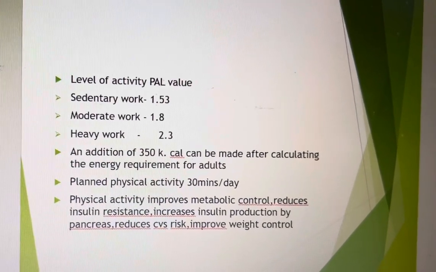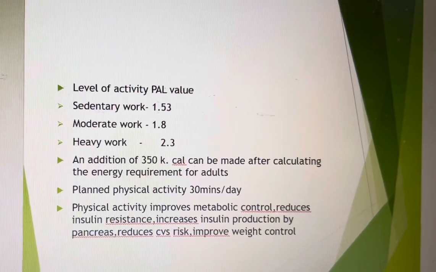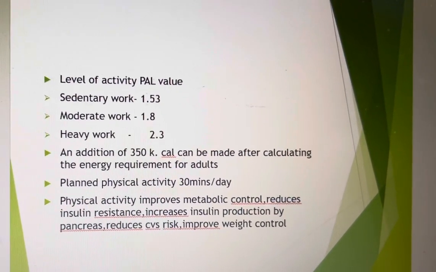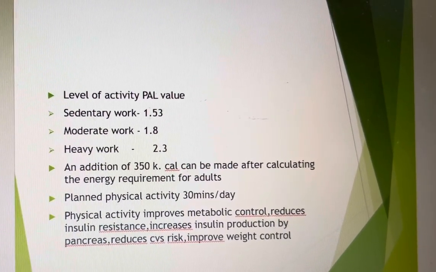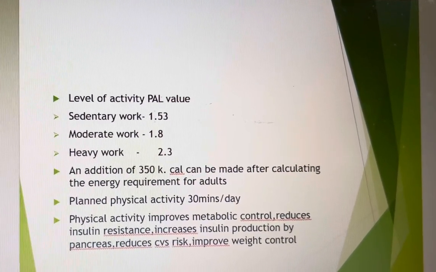Level of activity, physical activity value: sedentary worker, it is 1.53, moderate worker, it is 1.8, heavy worker, it is 2.3. An addition of 350 kilocalories can be made after calculating the energy requirement for adults. We are adding 350 kilocalories extra for the pregnancy requirement.